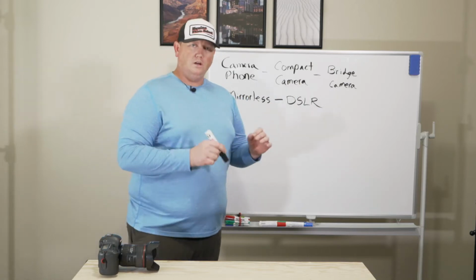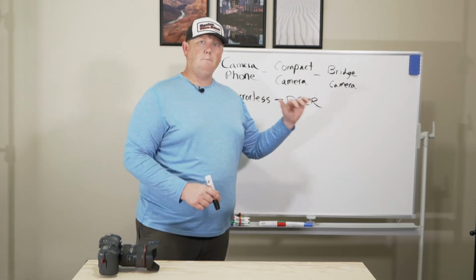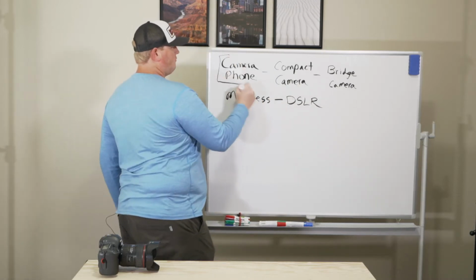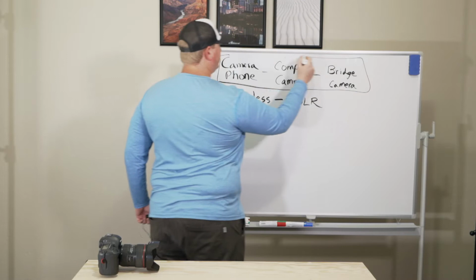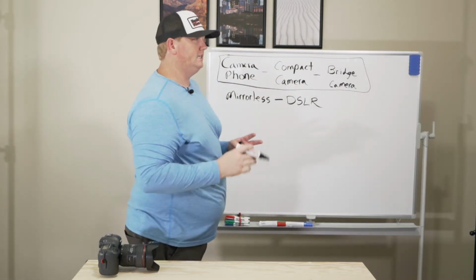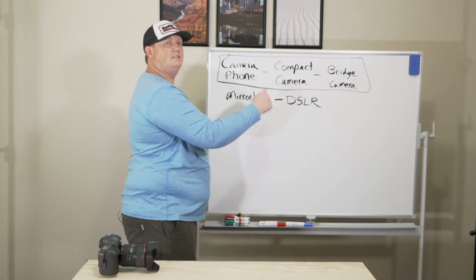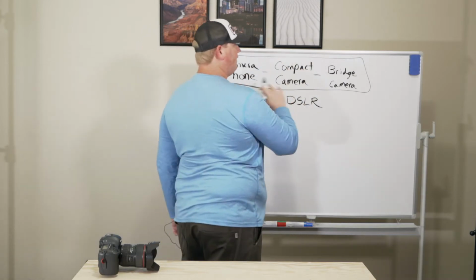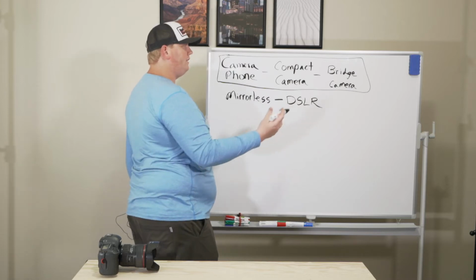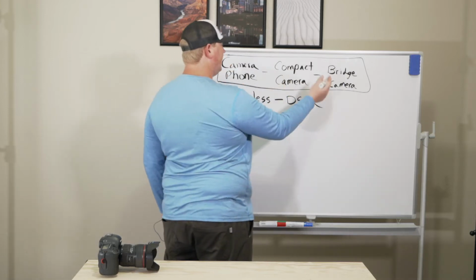Alright, if you see what I've done here, I've grouped them into two major groups. This first group with your camera phone, compact camera, bridge cameras, these are all like an all-in-one kind of system. So they include a lens, the camera, the body, everything is included. Sometimes even a flash is included. Usually a flash is included with these kind of cameras.